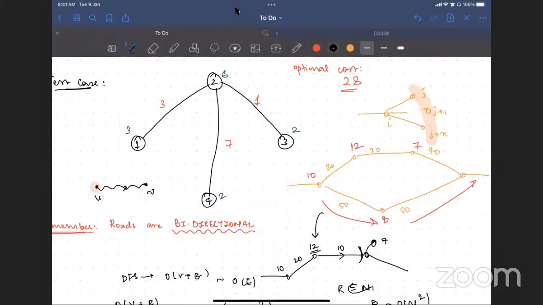Okay. For every vertex U and V in my graph, I go from U to V, but I don't stop anywhere. I just refuel at U. So what is the cost associated with this?